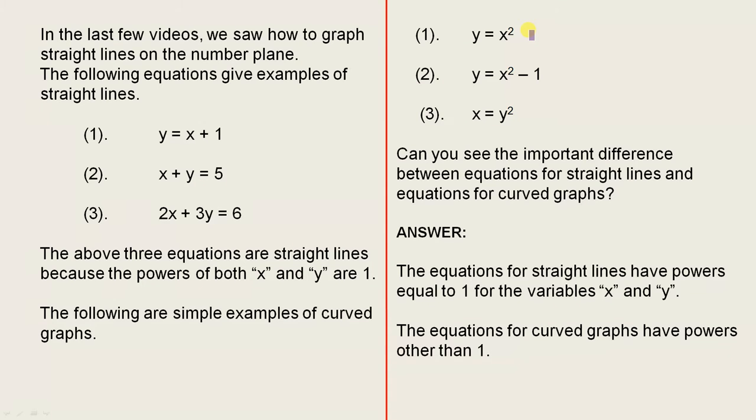Y equals x squared, y equals x squared minus 1, x equals y squared. Can you see the important difference between the equations for straight lines and equations for curved graphs? And this is the answer. The equations for straight lines have powers equal to 1 for the variables x and y. So here, all the powers of x and y are 1.